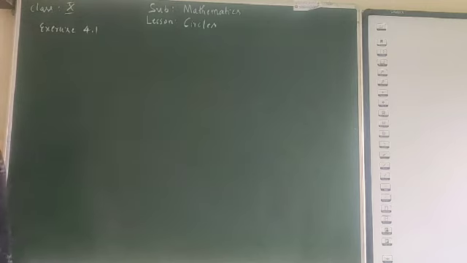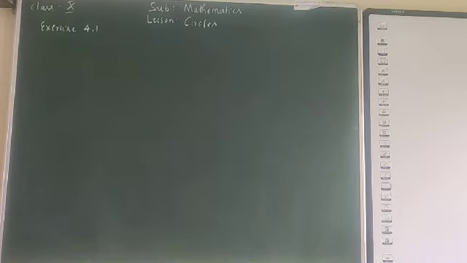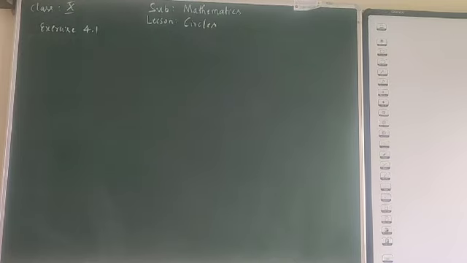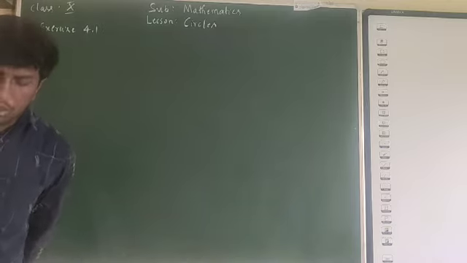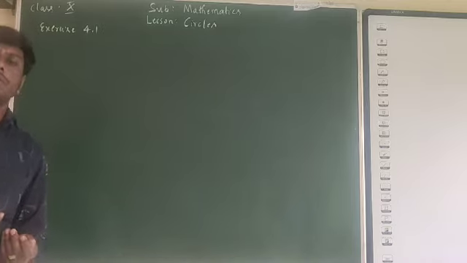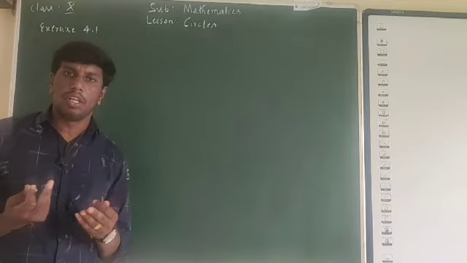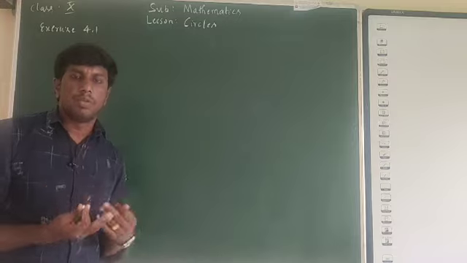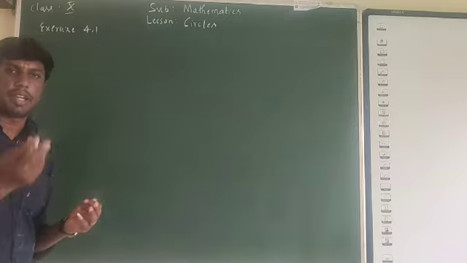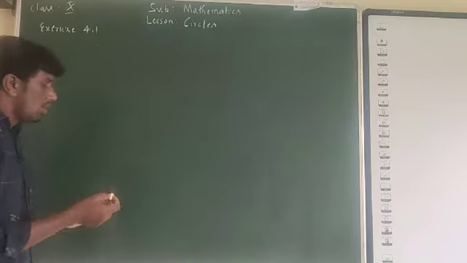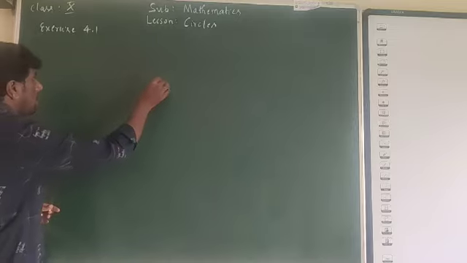So the fourth question is very simple. Draw a circle. Draw a circle of any radius, random radius. You can take any radius, 4 cm, 5 cm, 6 cm. They didn't mention the radius, so you should take a circle.